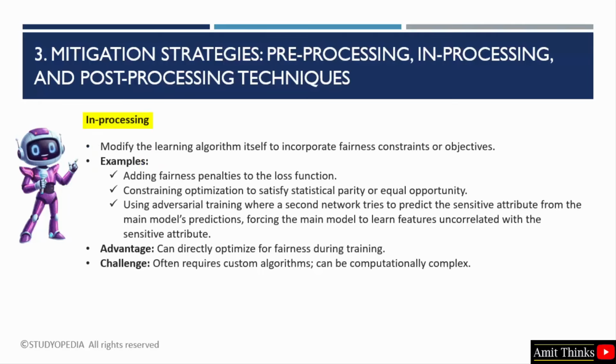The next one is in-processing. Adjust the learning process to include fairness goals. Examples can include adding fairness penalties to the loss function, constraint optimization to meet fairness metrics like statistical parity or equal opportunity, and using adversarial training to prevent the model from learning features tied to sensitive attributes. Now the pros and cons. Pros include it enables fairness optimization during training. Cons include it needs custom algorithms and can be computationally demanding.